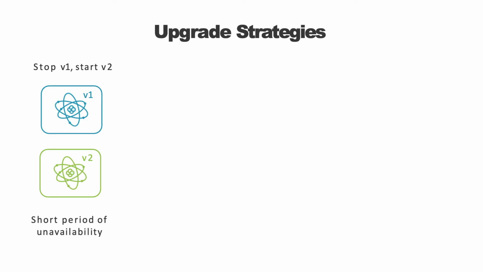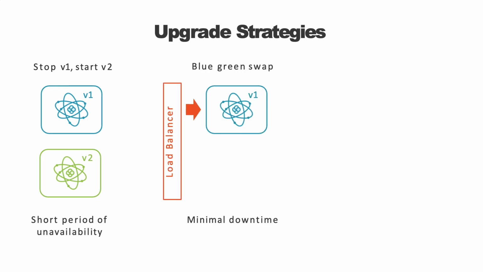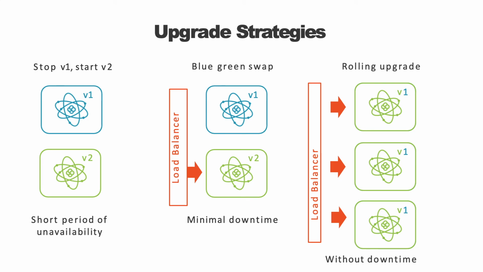So to have a strategy for updates, or to manage the update in different versions, because we can have, for example, some service one using service two for some stuff, we should reduce the unavailability of the system. There are many upgrade strategies, and one of them is stop V1, start V2. You also have the blue-green strategy and the rolling upgrade strategy.